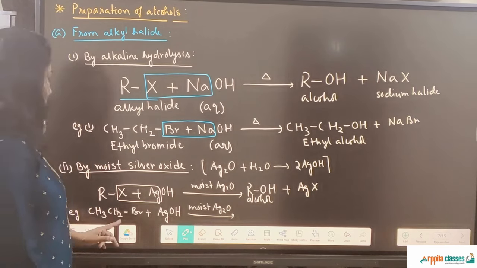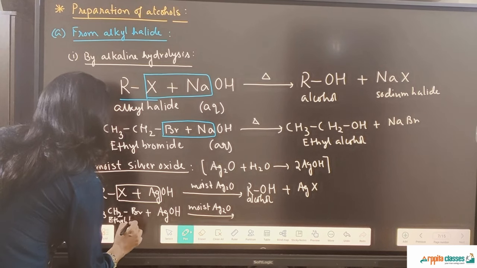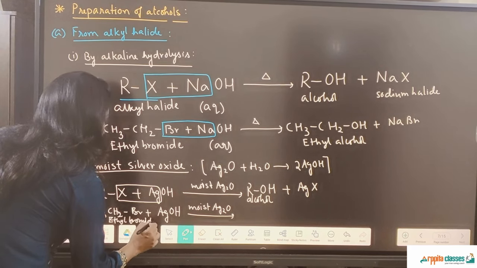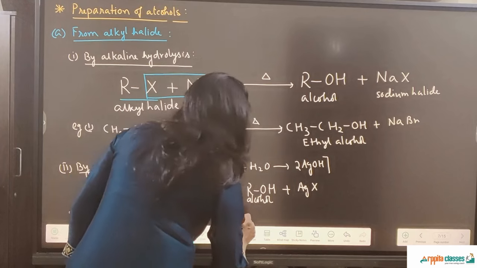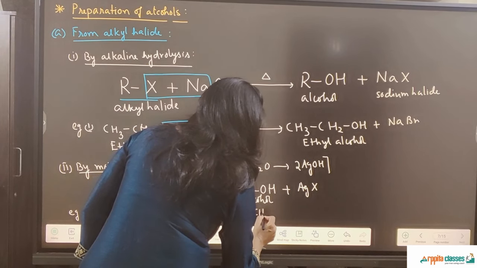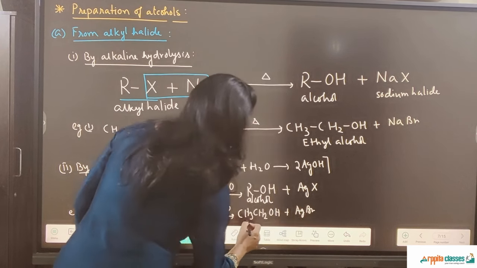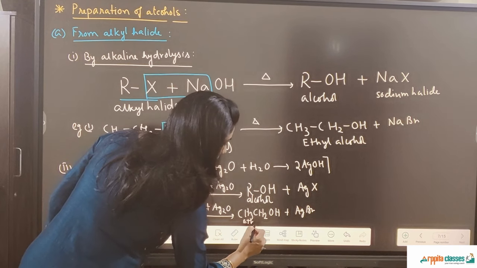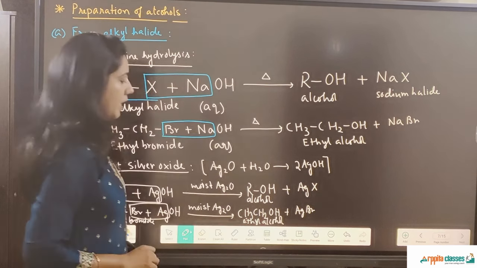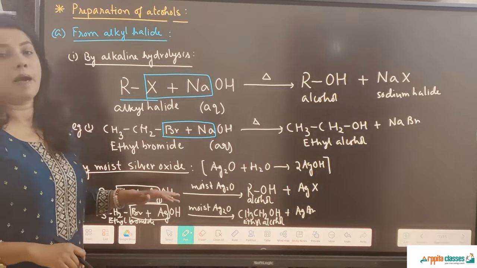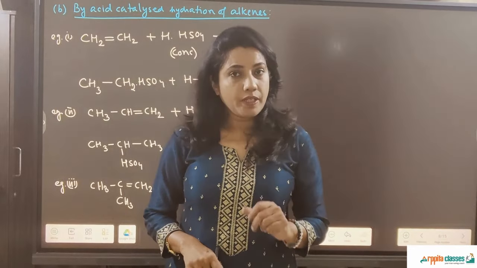See the example, CH3CH2Br, this is called ethyl bromide again. I have taken ethyl bromide and that is treated with AgOH. So AgBr is coming out from here and you are getting CH3CH2OH plus AgBr as the byproduct. What is the name of this alcohol? It is ethyl alcohol. Okay. So these are the two ways by which we can get alcohol from alkyl halide. Let's start with the next preparation now.